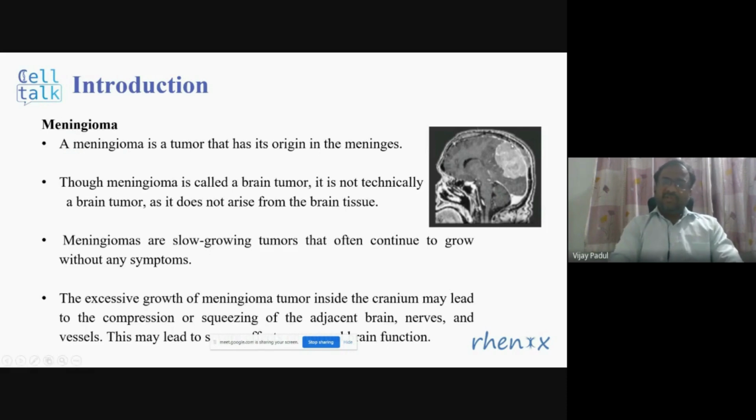This meningioma arises from the meninges and slowly grows inwards into the cranium as there is no more space for extra growth. It presses on the brain and therefore it might affect the functioning of the brain. It is generally a slow growing tumor and generally it will grow without any symptoms. The excessive growth of the meningioma tumor, if it continues, will lead to impaired activity of the brain, which might result in seizures or lack of cognition, such brain functions.